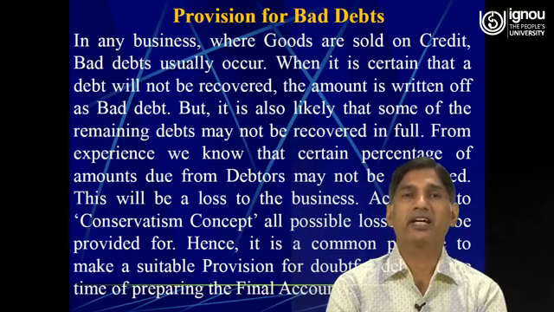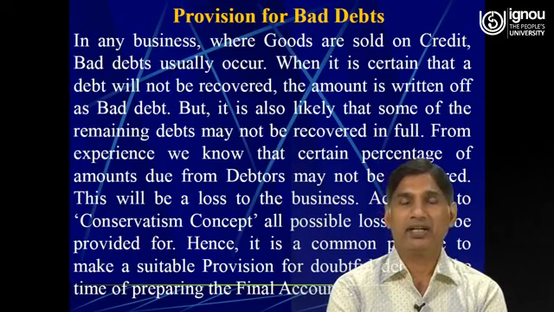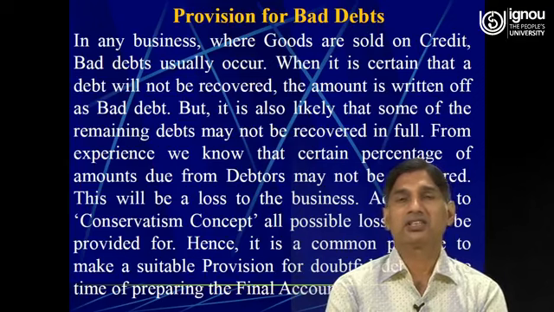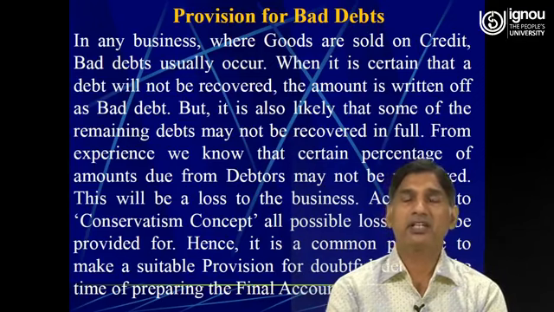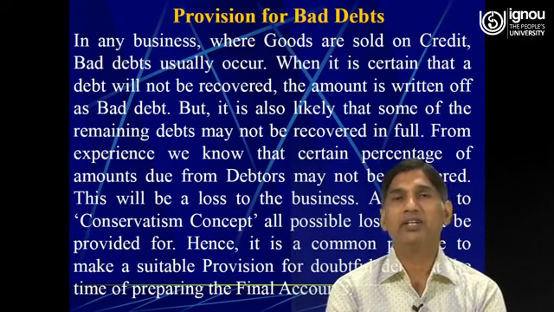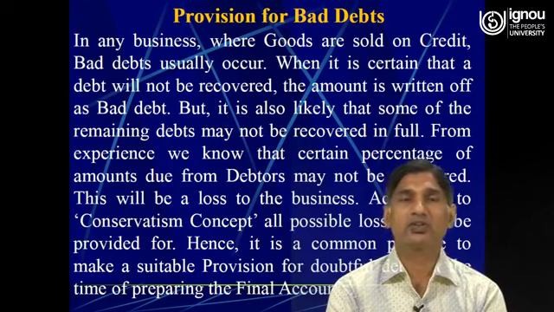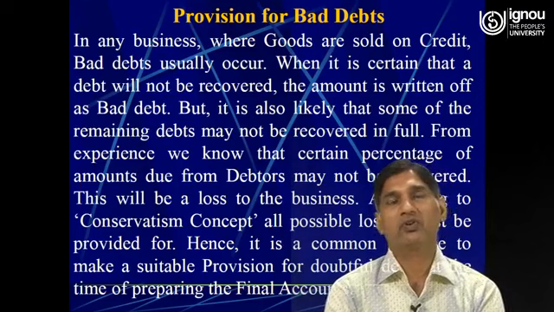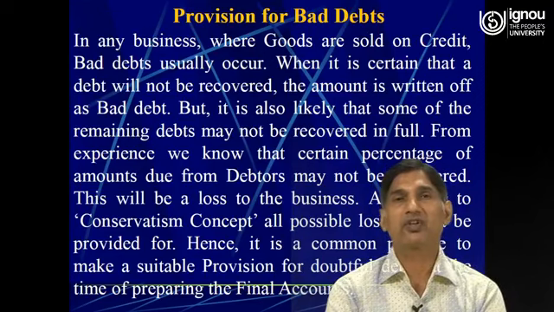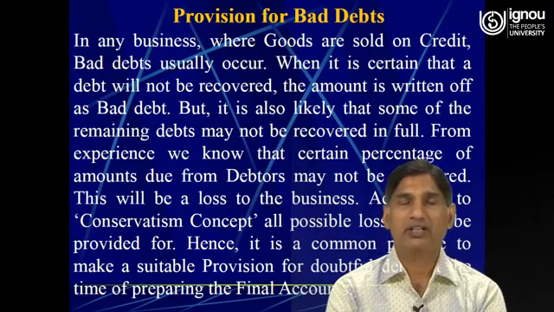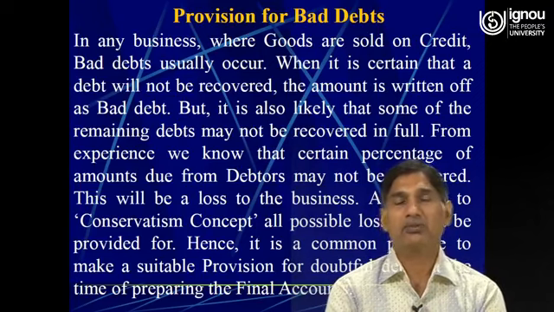Then the next one is provision for bad debts. So this is slightly complicated, but I will try to make it as simple as possible. Just try to understand and focus on the point I am going to explain as far as the provision for bad debts is concerned. And of course, I will explain this adjustment with the help of a hypothetical example which will make it clearer.